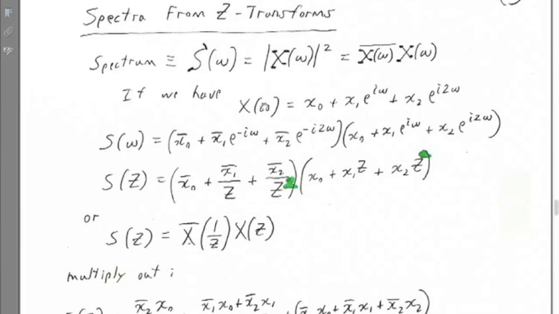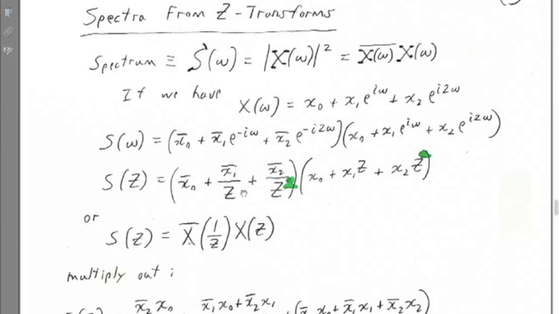Now to get the spectrum, we take x conjugate, and to make the conjugate of this complex polynomial, all we have to do is take the conjugate of each of the terms of the polynomial. So we have the conjugate of x0 plus x1 conjugate times e to the minus i omega, that's the complex conjugate of e to the i omega, plus x2 conjugate times e to the minus i 2 omega, again complex conjugate. And then there's just x of omega again, and then we realize we can take this back into z.